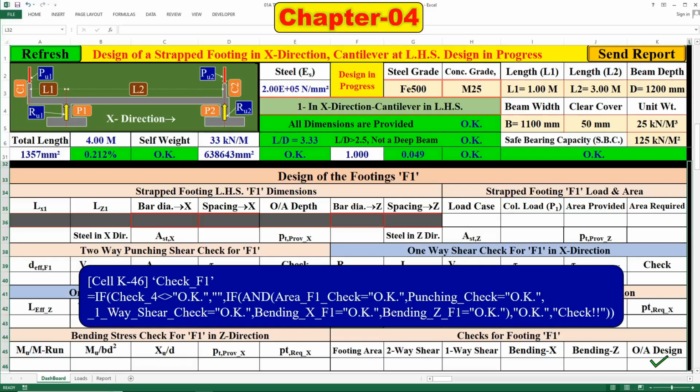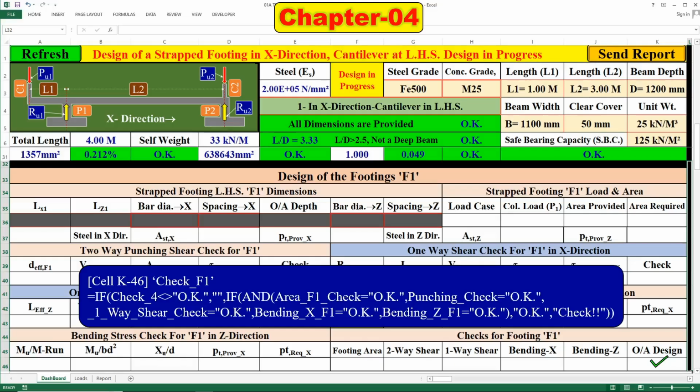Next, it will check the following conditions. Area_F1_check equals OK. Punching_check equals OK. 1_way_shear_check equals OK. Bending_X_F1 equals OK. Bending_Z_F1 equals OK.